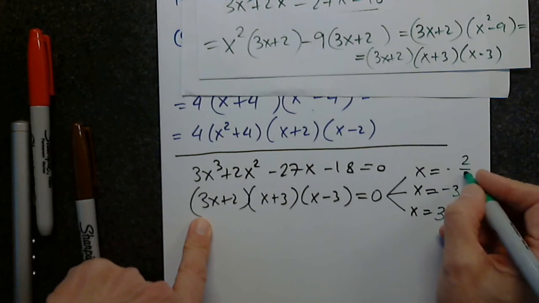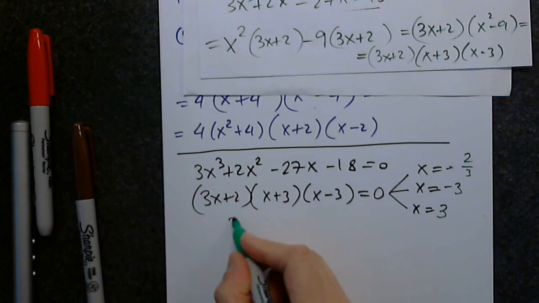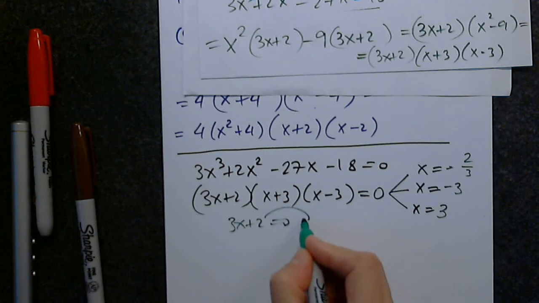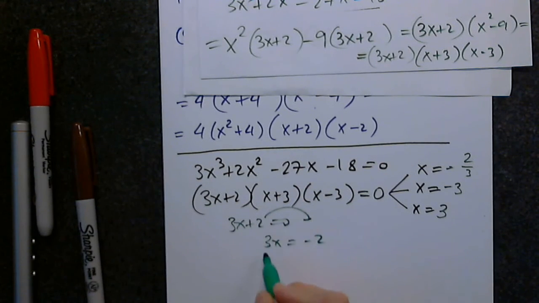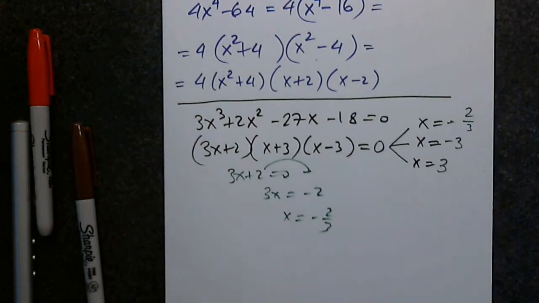Very good. Indeed. So I have to set 3x plus 2 equal to 0. I move 2 and divide by 3. I set x plus 3 equal to 0. I move 3 to the other side, and I have x minus 3 equals 0, and I get x equals 3. Any questions on these 3 solutions? Can you explain 2 over 3? Yes. 3x plus 2 equals 0. I move 2. 3x equals negative 2. I divide both sides by 3. Gotcha.